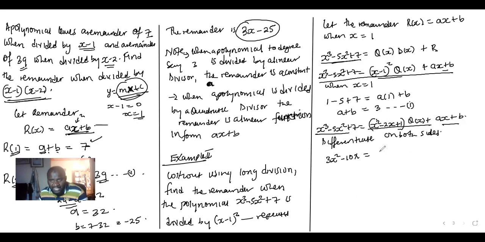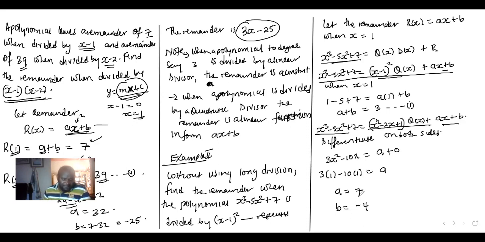So when you differentiate the remainder, you get a plus 0. Now substitute the repeated root, because I'm doing this because of the repeated root. So substitute the repeated root, which is 3 times 1 minus 10 times 1, is equal to a. Do you realize that a is actually equal to 7? So if a is 7, what is b? b is going to be equal to negative 4.